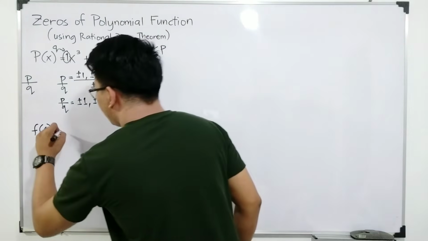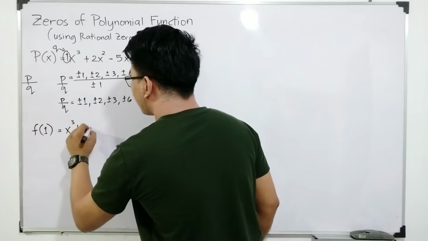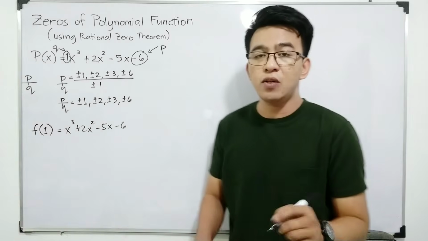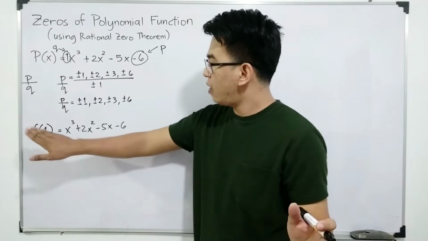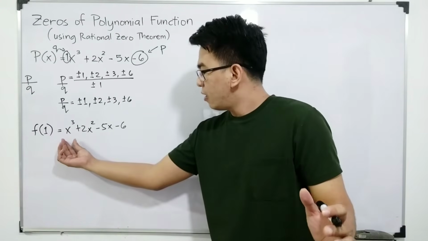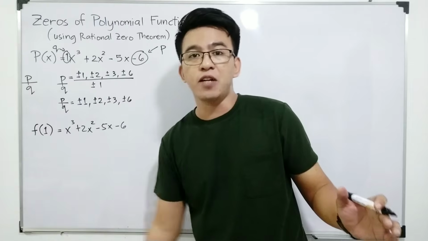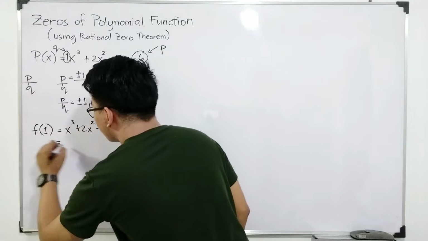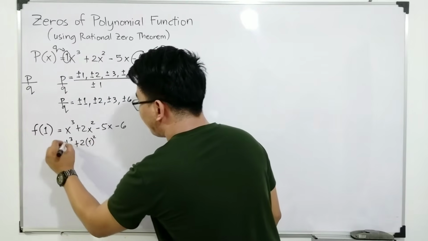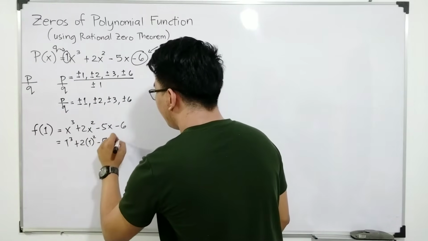So I will use this f of 1, in which I will copy the given function. We have x cubed plus 2x squared minus 5x minus 6. Again, I am using the remainder theorem, wherein if I input this 1 into our given function and this turns out as 0, automatically 1 is one of the possible zeros of the function. So let's try. This is 1 cubed plus 2 times 1 squared.